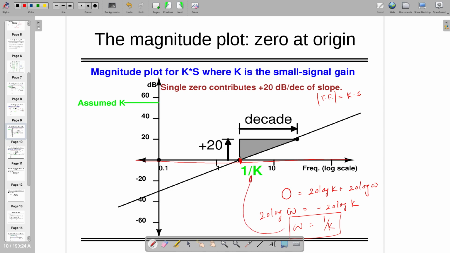Let's keep that point, and I know that my pole is going to contribute plus 20 dB per decade. So from here I am going to draw the 20 dB per decade. From that point I am going one decade to the right side, and I'll draw the line which is going to give me plus 20 dB per decade. All good, all fine.